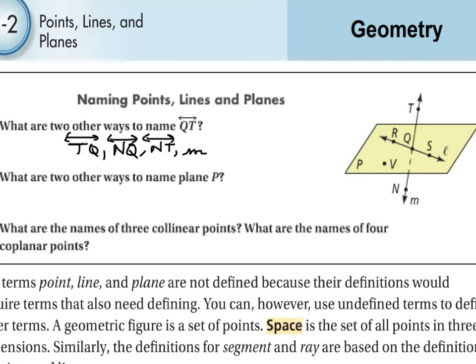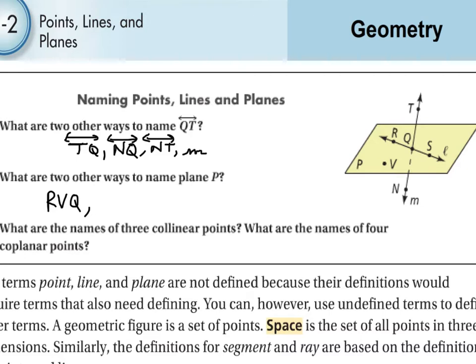What are two other ways to name plane P? Well, plane P is the four-sided figure here. So, in order to name a plane, I need at least 3 letters. The 3 points have to be in the plane. So I could use R, which is in the plane, V, which is in the plane, and Q, which is in the plane. I can name it R, V, Q.